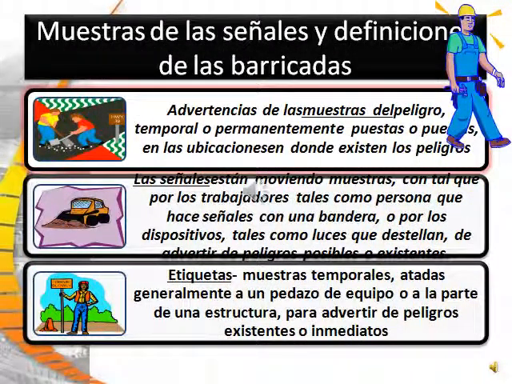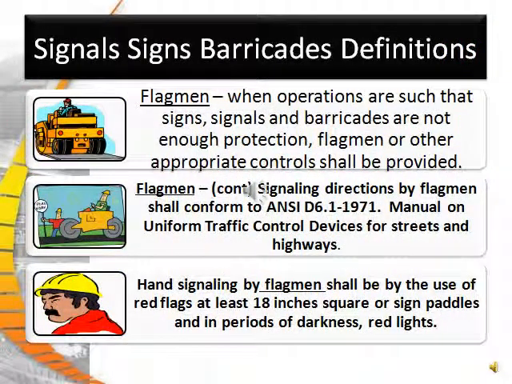Signs: warnings of hazards temporarily or permanently affixed or placed at a location where hazards exist. Signals: moving signs provided by workers such as flagmen or by devices such as flashing lights to warn of possible or existing hazards. Tags: temporary signs usually attached to a piece of equipment or part of a structure to warn of existing or immediate hazards.